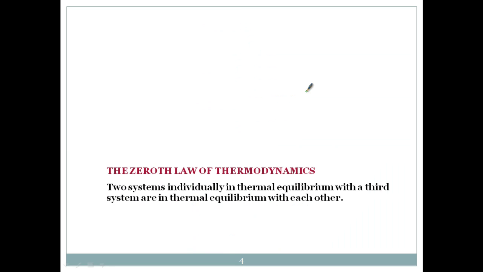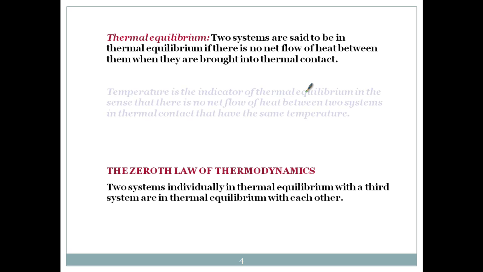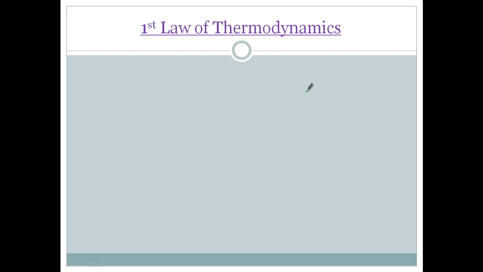So two systems, a little more formal definition. Two systems individually in thermal equilibrium with a third system are in thermal equilibrium with each other. And when I talk about thermal equilibrium, I'm talking about two systems where there's no heat flow between them when they're brought into contact. There's no transfer of the heat energy. And remember, temperature is the indicator of thermal equilibrium in the sense that there's no net flow of heat. So if they stay the same temperature, then they must be in thermal equilibrium. No temperature rising, falling, etc. So that's the zeroth law.